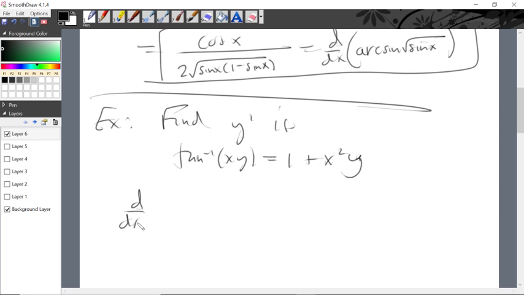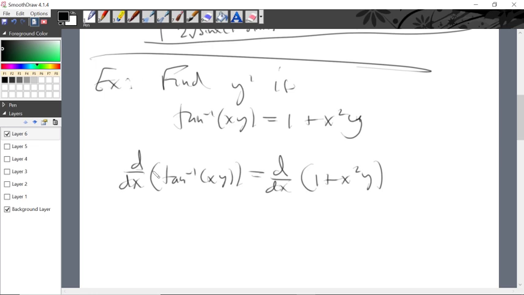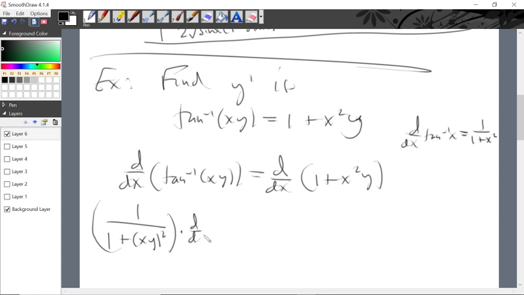Okay, now we need to take the derivative with respect to x of both sides. The arctangent of xy on the left and the derivative on the right of 1 plus x squared y. So on the left, first we need the derivative of the arctangent, recalling that the derivative of the arctangent of x is 1 over 1 plus x squared. So the derivative of the arctangent of xy is going to start with 1 over 1 plus xy squared. And then by the chain rule, we would multiply that by the derivative of xy.